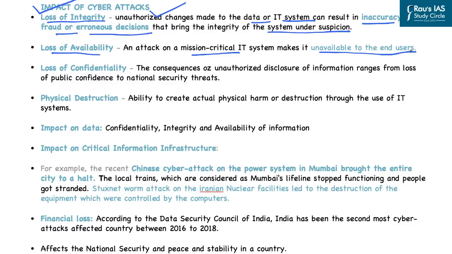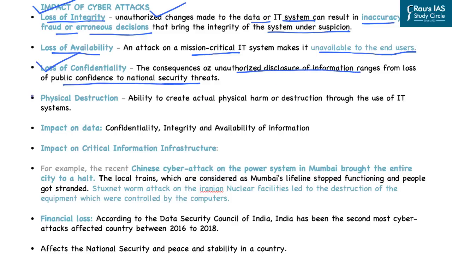For example, if the system provides that users can utilize a particular facility of the government of India by using Aadhaar cards, and if the Aadhaar system is hijacked, then this will lead to loss of availability. Then there is loss of confidentiality, which concerns the privacy of the data of individuals, and the consequence can be unauthorized disclosure of information, which ranges from loss of public confidence to national security threats.